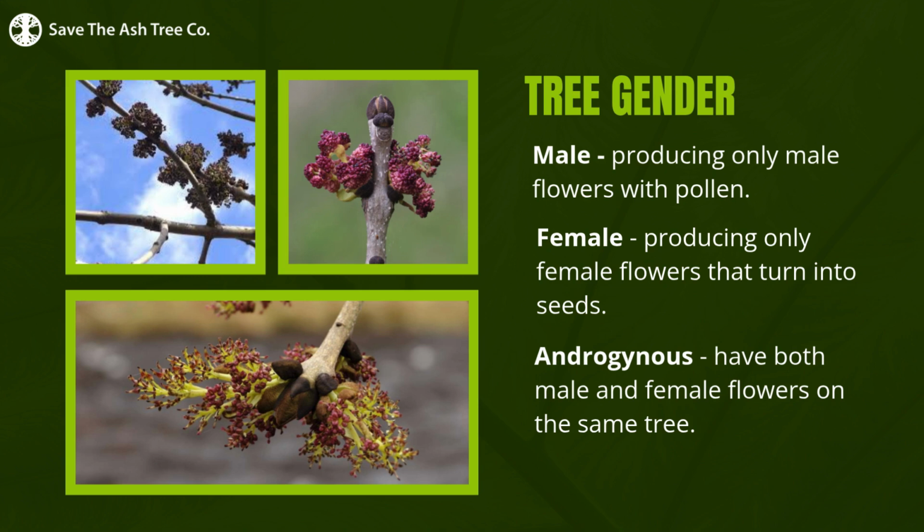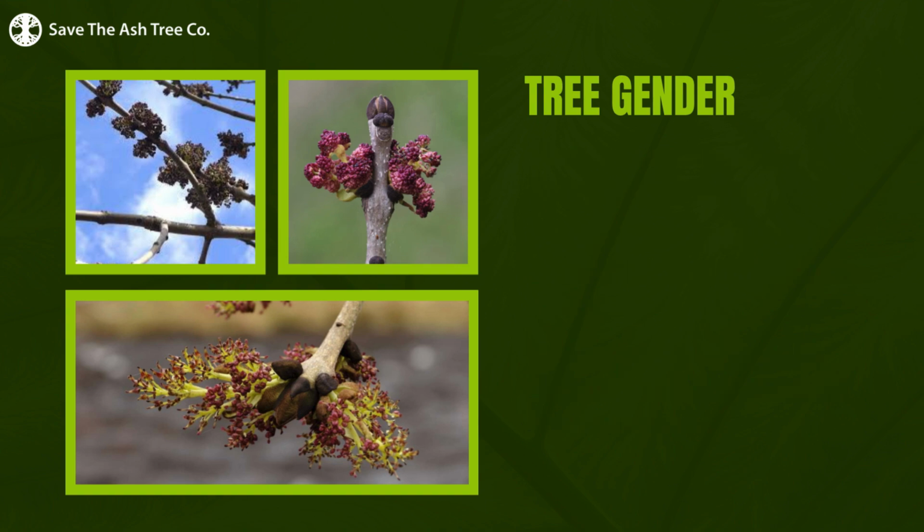Why does this matter? Well, if you're looking at an ash tree in spring and don't see any seeds developing, it might be a male tree, or maybe it's just not a good year for seed production. Trees are complicated like that. The important thing is, don't rule out an ash tree just because you don't see seeds. Check all your other identification features first.